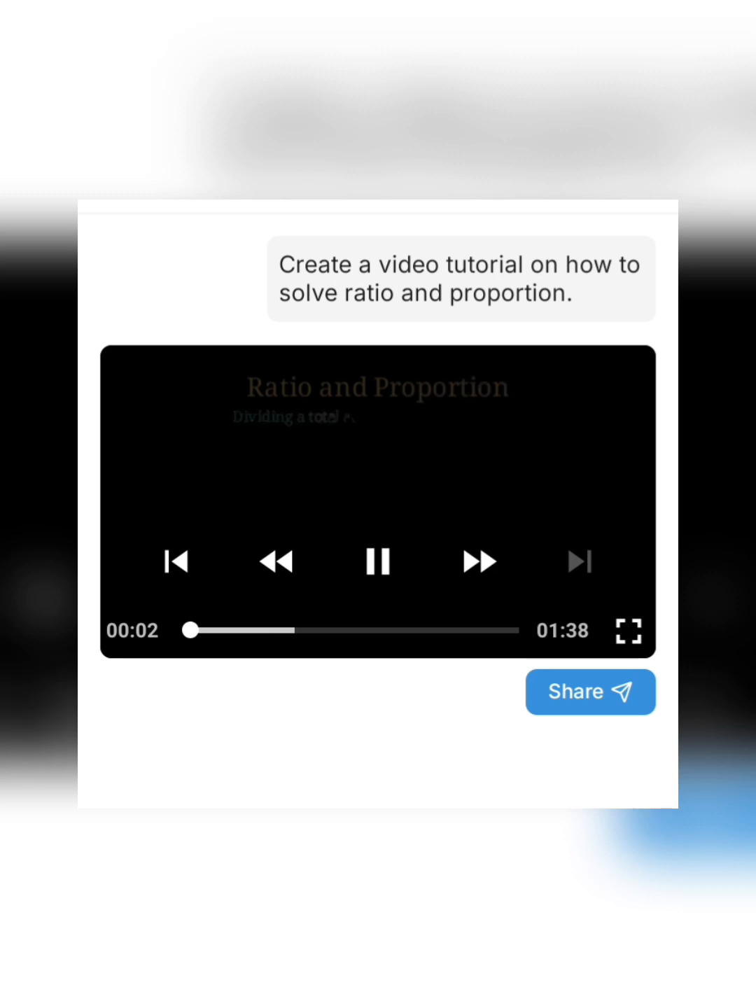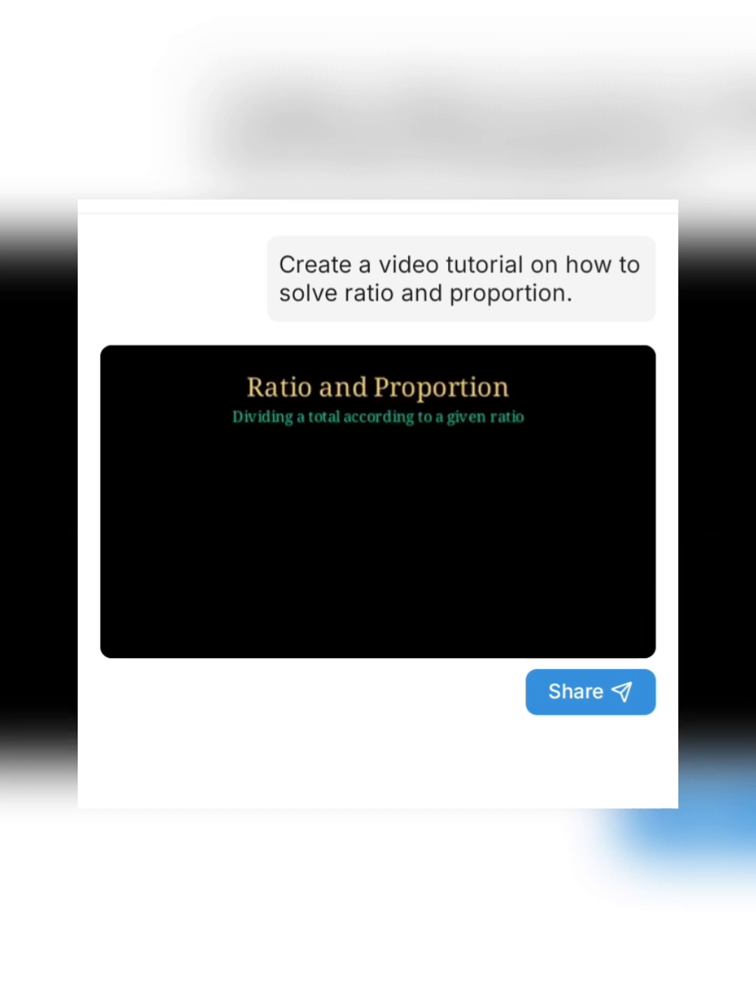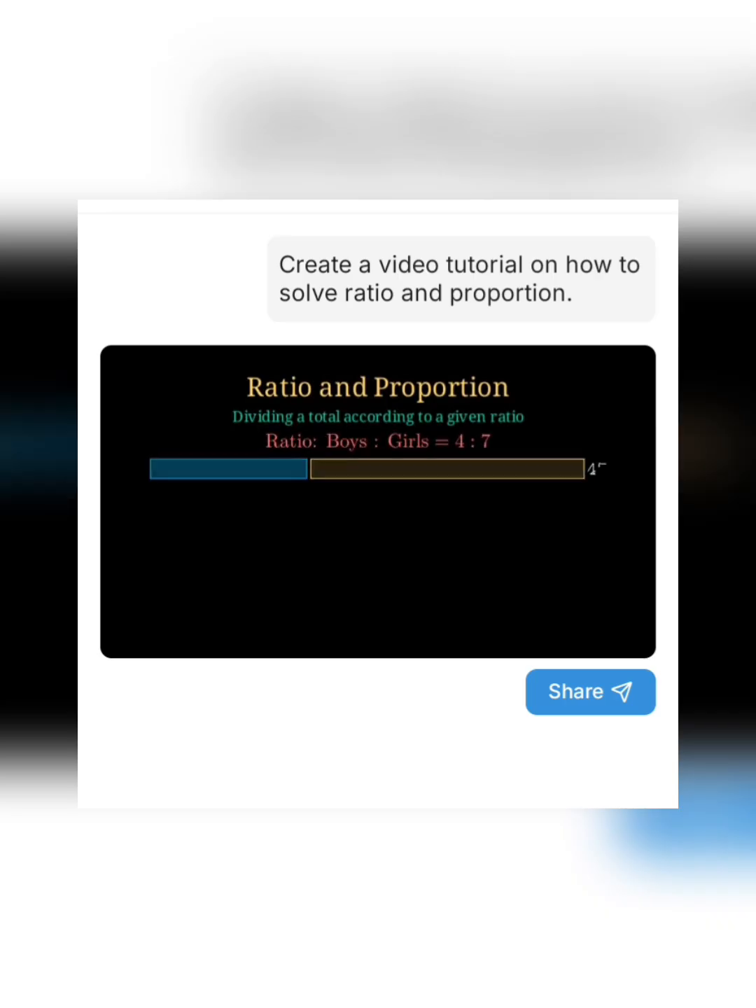Welcome to this Math GPT lesson on ratio and proportion, where we learn to split amounts according to given ratios. A ratio simply compares two or more quantities. If I say that the ratio of boys to girls is 4:7, that means for every 4 parts of boys, there are 7 matching parts of girls. This ratio keeps the same regardless of the actual number of students, as long as the parts are in proportion.